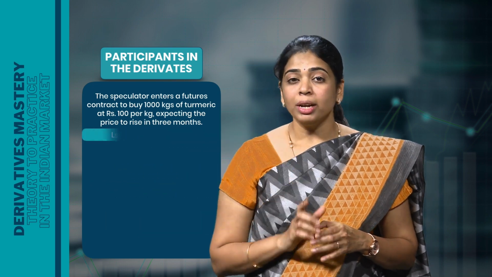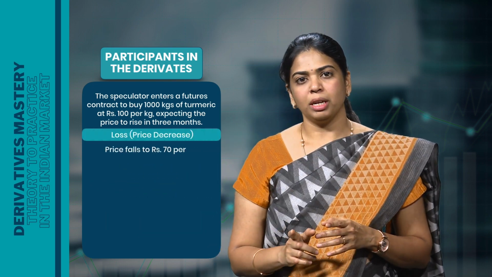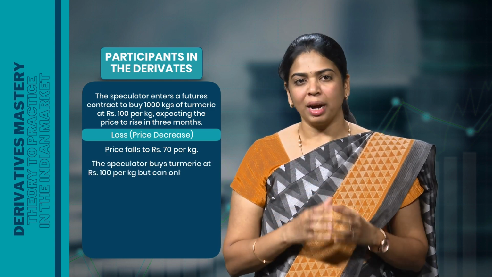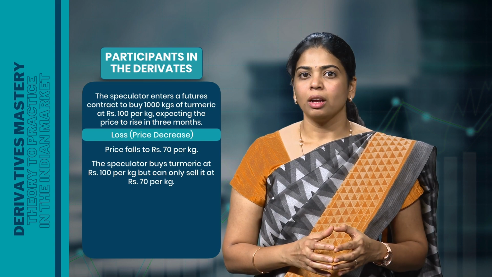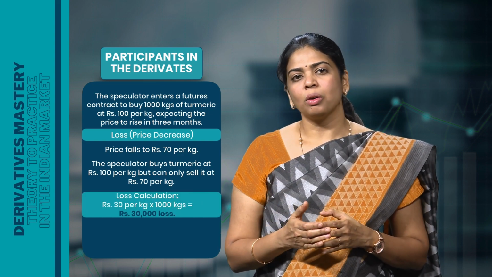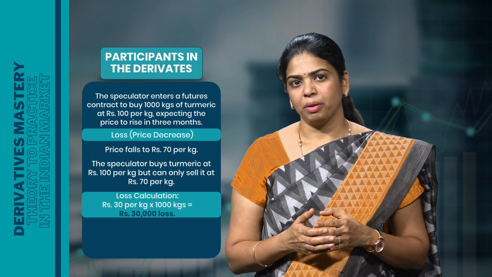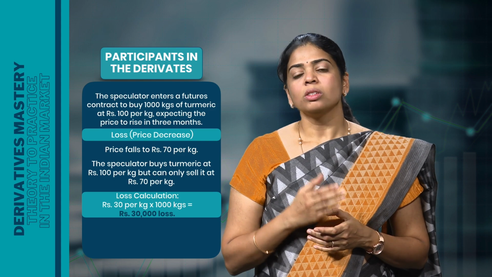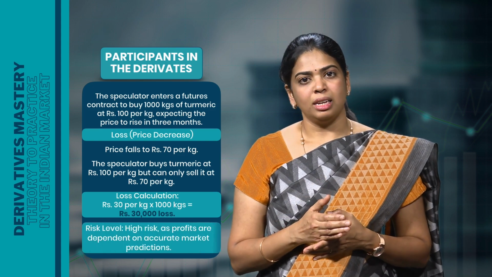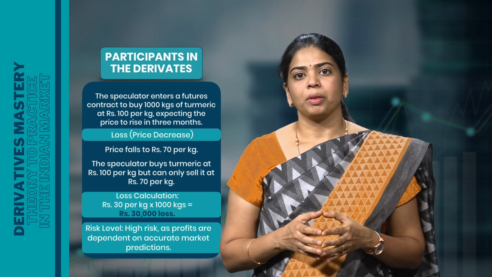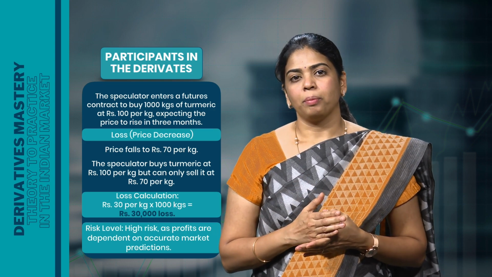However, if the price of turmeric falls to rupees 70 per kg after 3 months, the speculator will still have to buy it at rupees 100 per kg. If they sell it in the market at rupees 70 per kg, they would incur a loss of rupees 30 per kg. So with 1000 kgs, the total loss would be rupees 30,000. So this is why speculating is risky. It can lead to big profits but also big losses. It is like a double-edged sword.